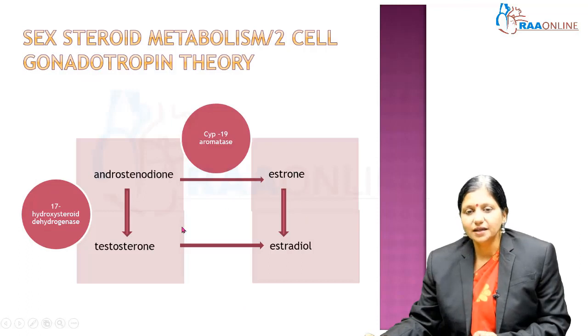Now inside the ovary there is a theca cell and a granulosa cell. The theca cell synthesizes testosterone from androstenedione, and the granulosa cell secretes estradiol, which it synthesizes from estrone. There is a two-cell, two-gonadotropin theory. The theca cell is acted upon by LH, and the granulosa cell is acted upon by FSH. The CYP19 aromatase enzyme takes androstenedione, which originates in the theca cell, to the granulosa cells, where it goes to formation of estradiol.